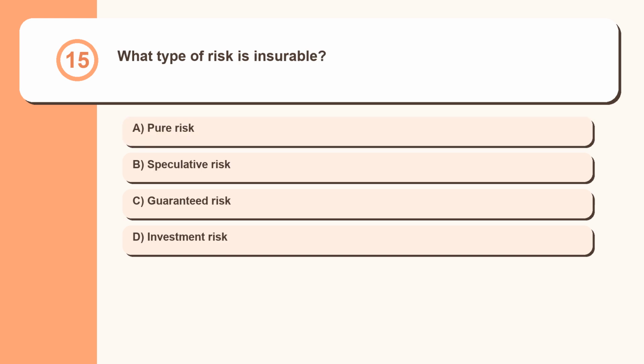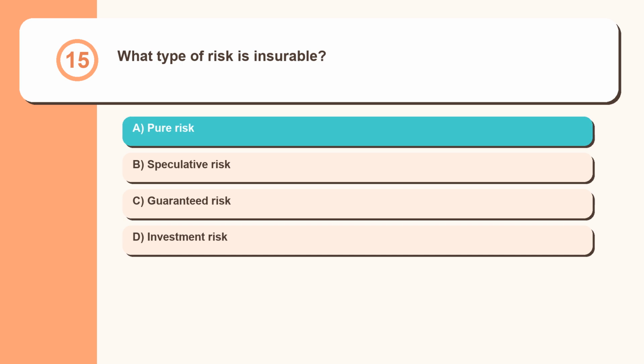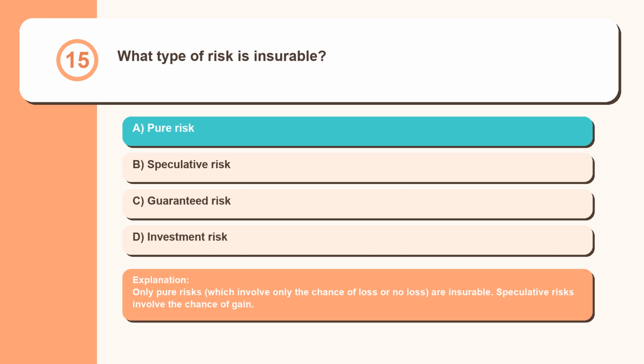Question 15. What type of risk is insurable? Pure risk, speculative risk, guaranteed risk, investment risk. Only pure risks, which involve only the chance of loss or no loss, are insurable. Speculative risks involve the chance of gain.